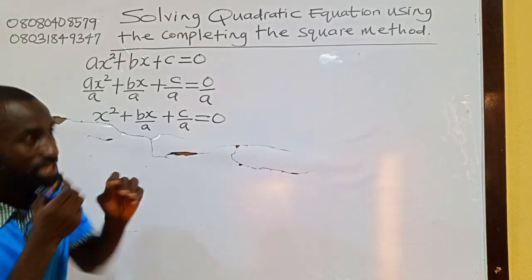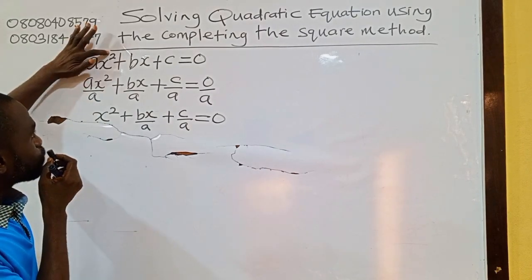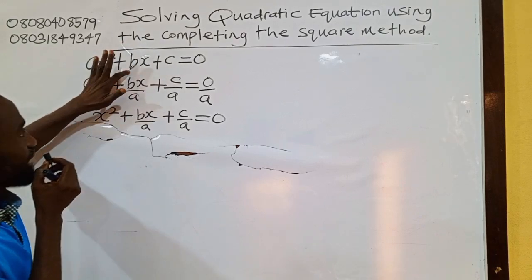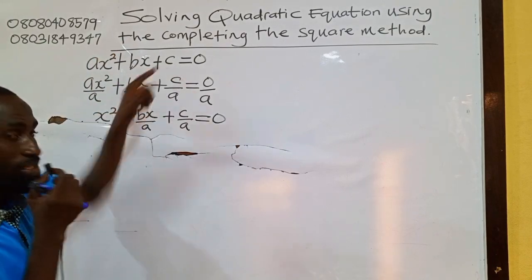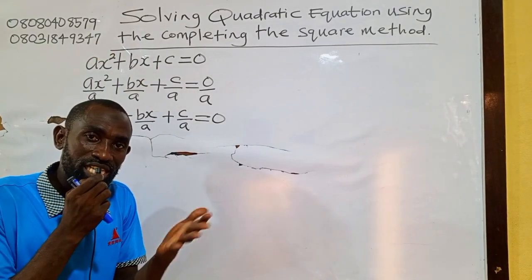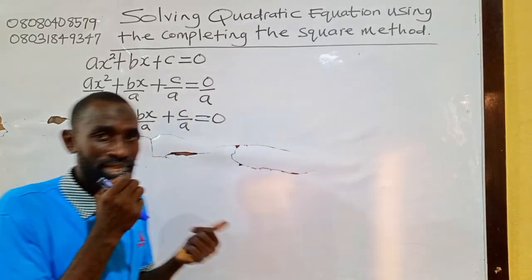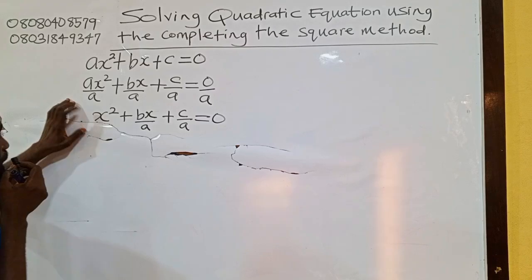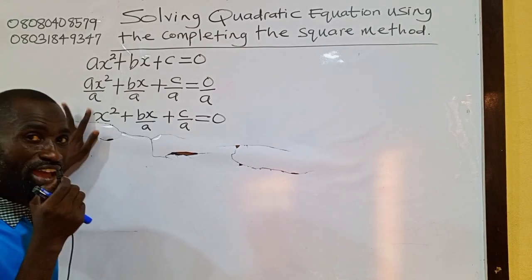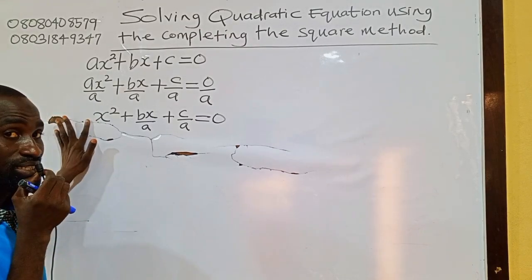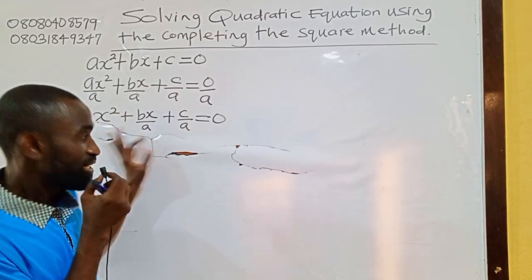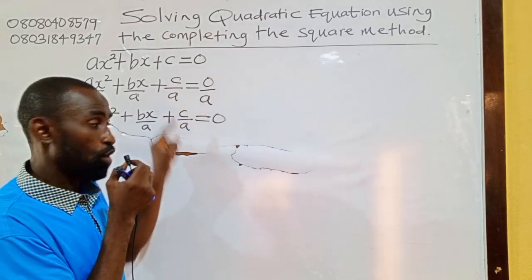Okay? Let us go to the beginning. The coefficient of x squared here is a. The coefficient of x is b. The constant is c. What's the meaning of coefficient? What you use to multiply another thing. So what we use to multiply x squared is a. But at this point, the coefficient of x squared is 1. The coefficient of x is b all over a. The constant is c all over a.